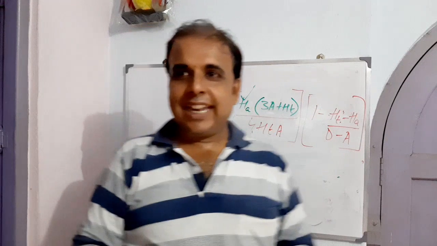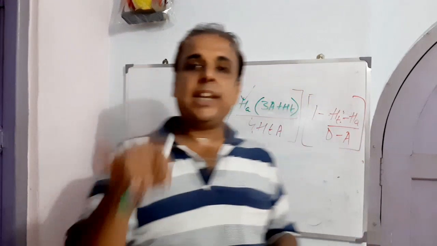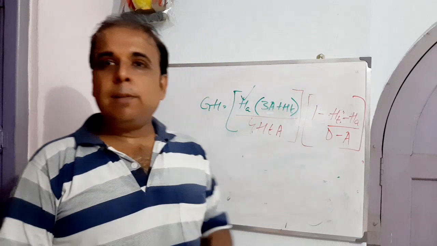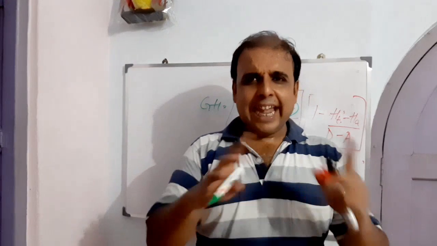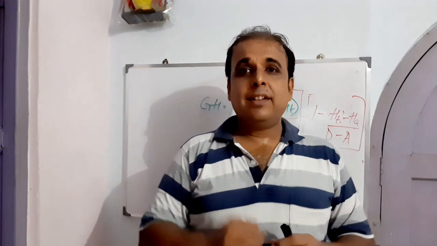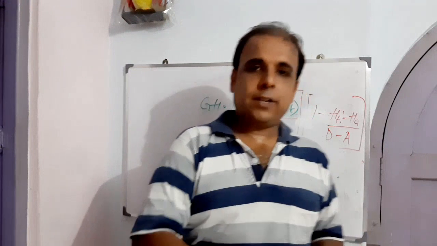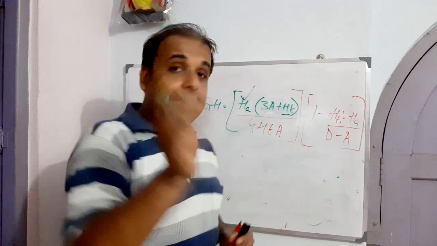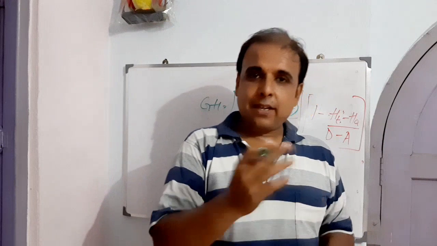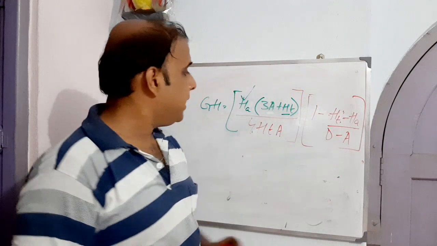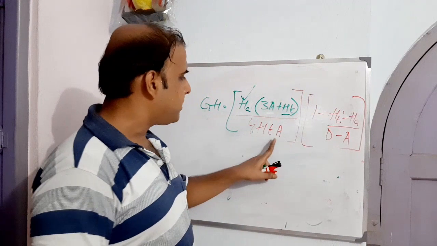A means what? A means the number of active compounds in the database, right? Then we'll move to HT. HT means what? The number of hits retrieved. So HT is known to us, A is known to us.